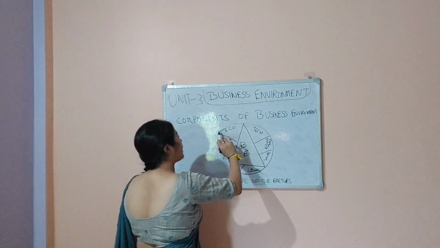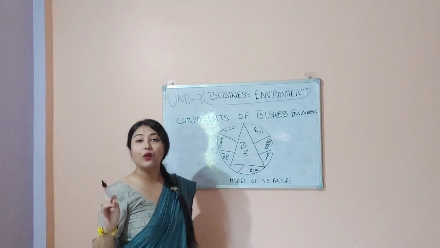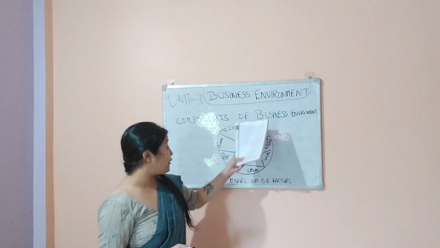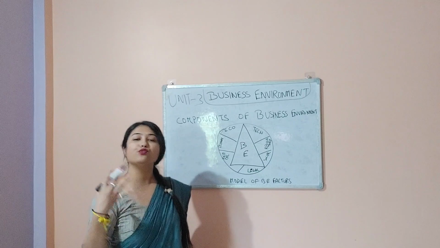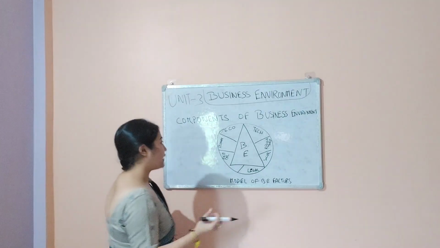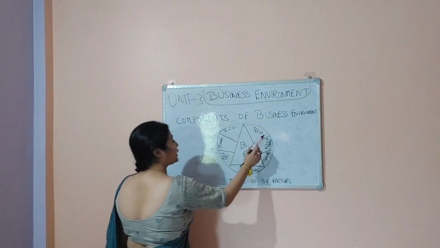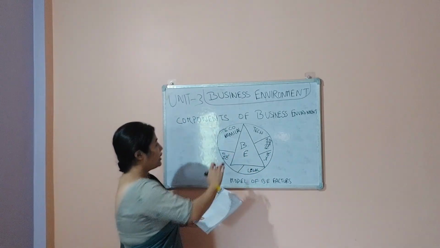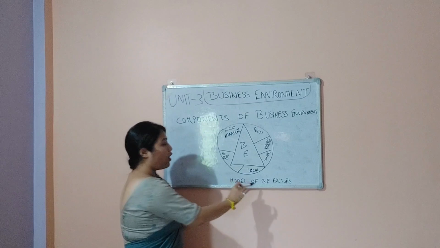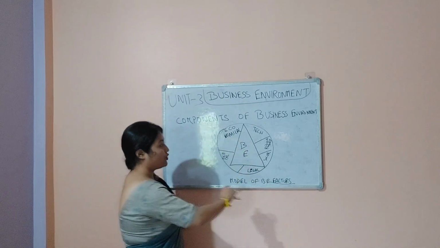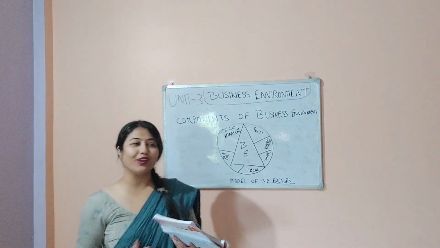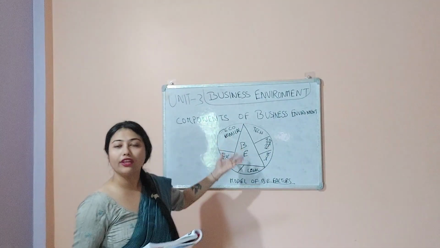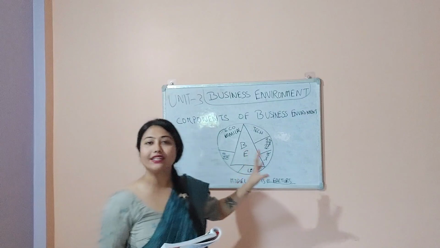You have to draw this model if it is required to explain the factors or components of the business environment. You have to write it down like this. This will enhance your content in writing. The factors are economic, technological, regulatory, social, legal, and political. So this is the model of business environment factors. You can draw it in the exam, and it will enhance the weightage of your content.